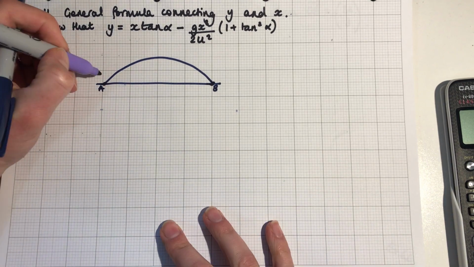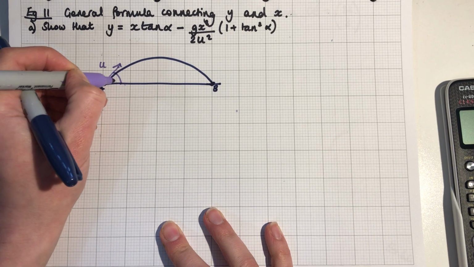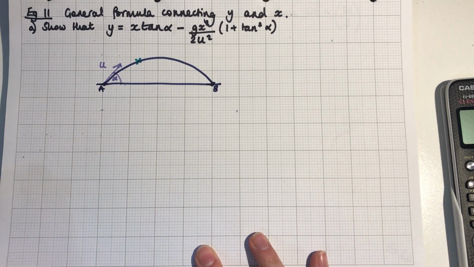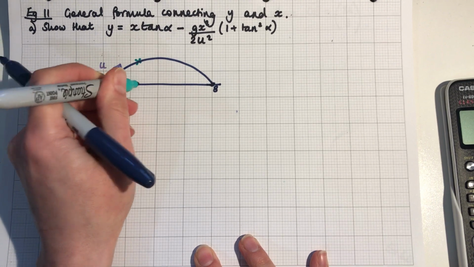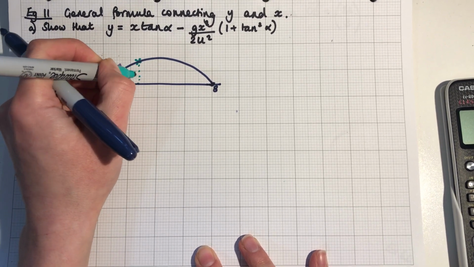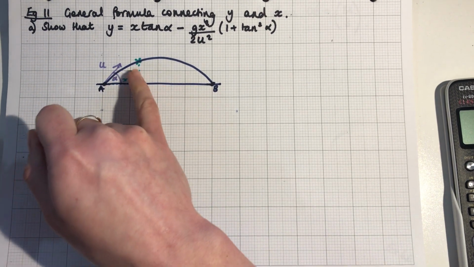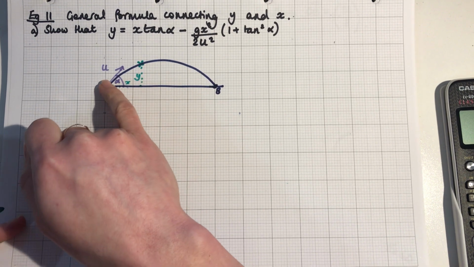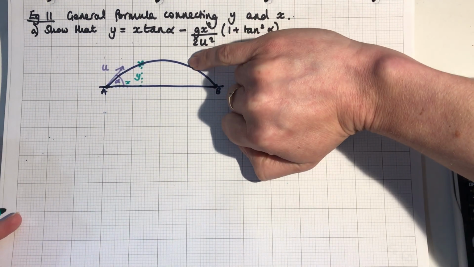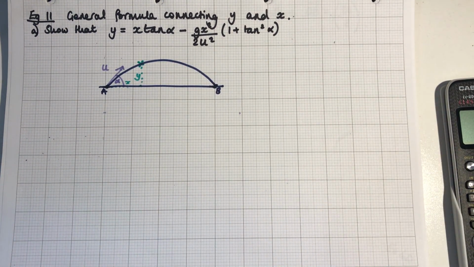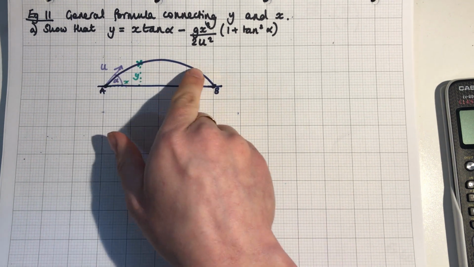Again, we have a general speed of projection of u at angle alpha. And at any point along this journey, let's take, say, that point there. That point has a horizontal distance, x, and a vertical distance, y. Because they are variable, x and y can represent any point along the motion, like I could have marked the point here and called that x and that y, and the same with any other point along this curve.